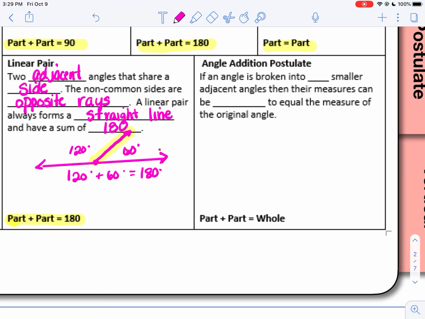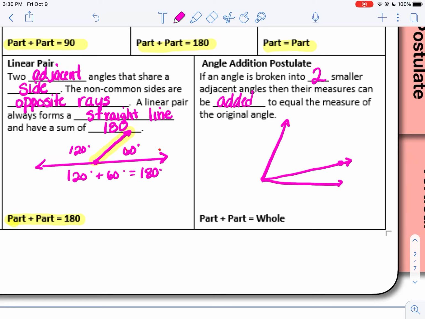Now we're going to move on to the angle addition postulate. If an angle is broken into two smaller adjacent angles, then their measures can be added to equal the measure of the original angle. So what I'm going to do is draw myself an angle. Okay, so this is a big angle. And then I'm going to draw a ray out here in the interior. So we can now say we basically have two smaller angles within the large angle.